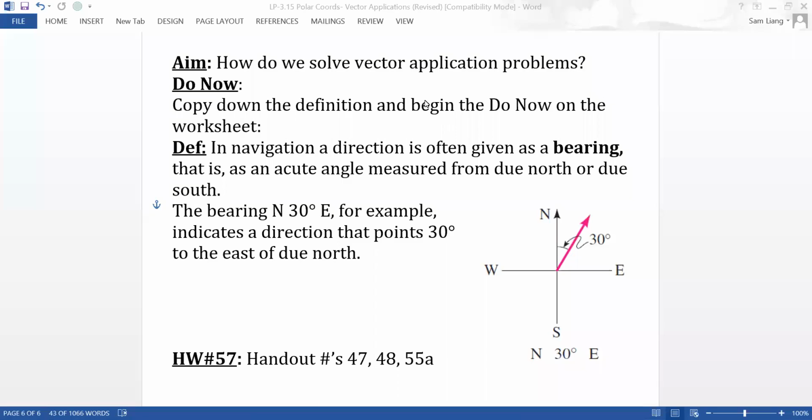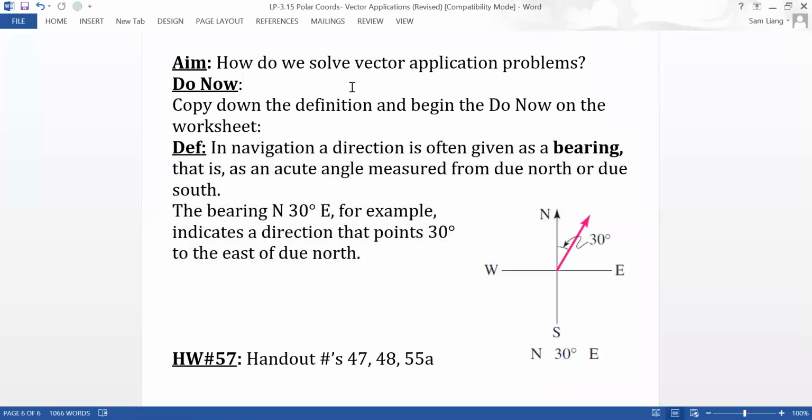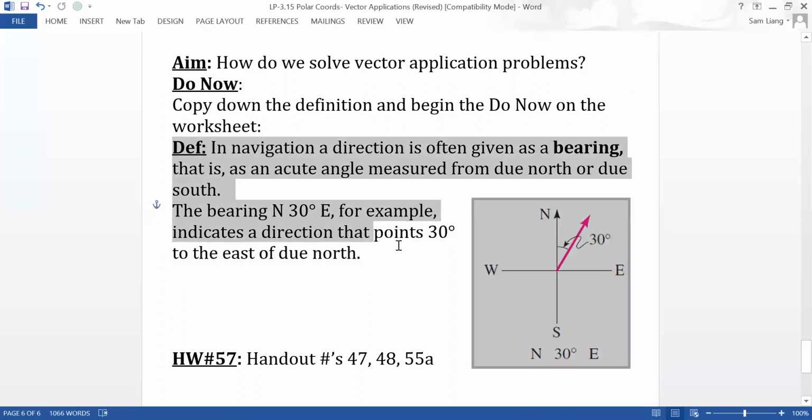Alright, so everyone, good afternoon. Our aim for today is how do we solve vector application problems. So again, we're going to use a lot of the notation that we saw yesterday. But what you need to do now is just copy down this definition right here.